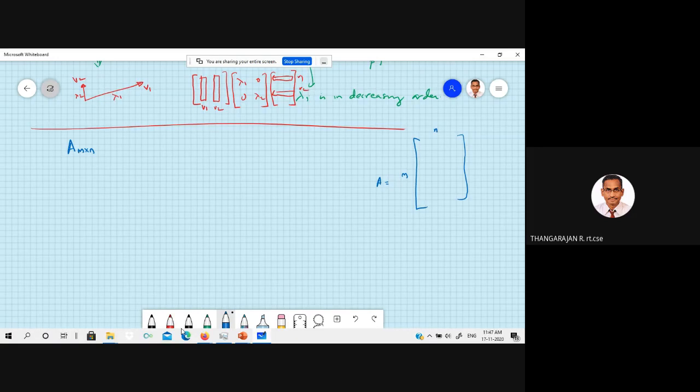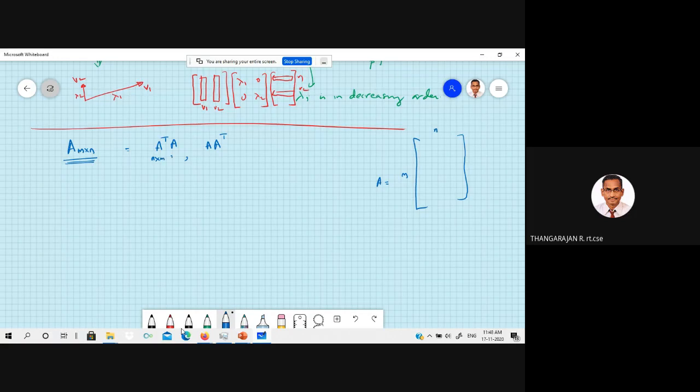For that, suppose you are given any m cross n matrix A. What you have to do is find A transpose A and A A transpose. You have to find these two. What will you get for A transpose A? What is the dimension of A? M cross n. What is the dimension of A transpose? N cross m.